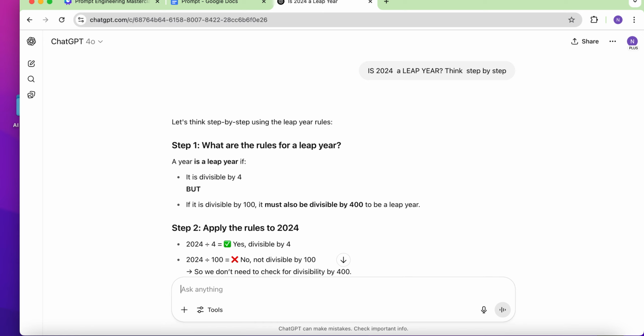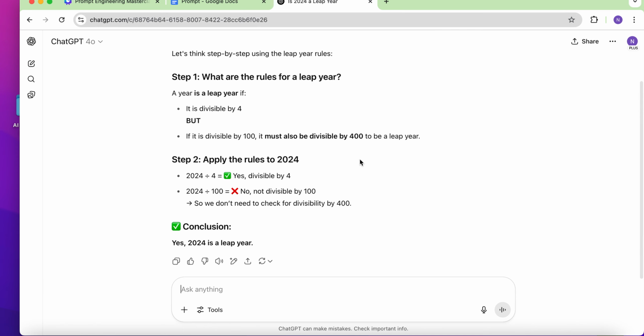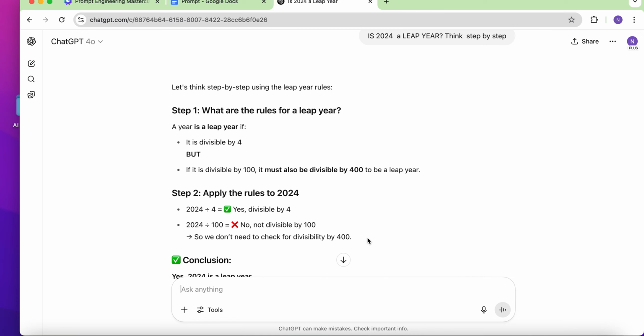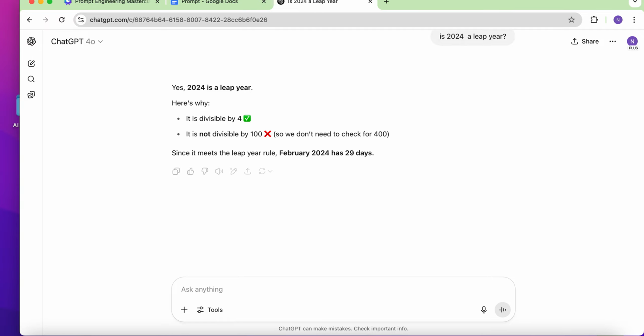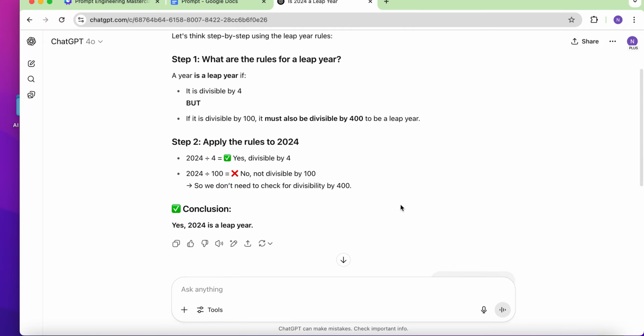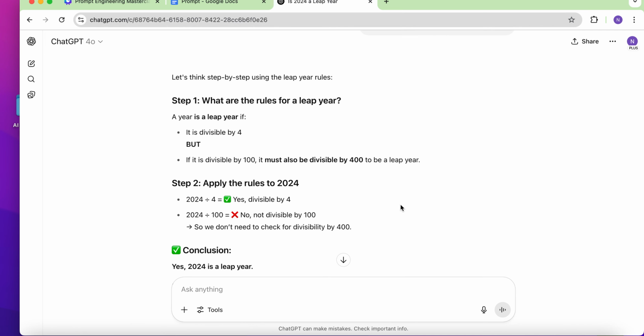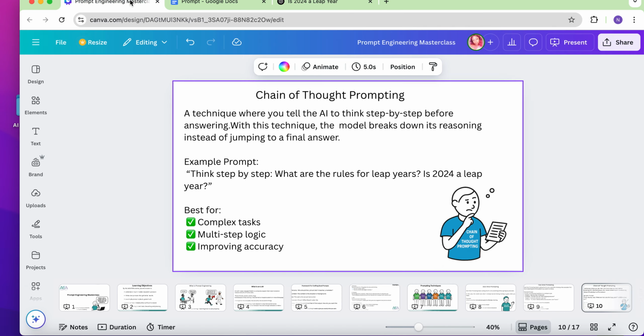2024 divided by 4, yes, divisible by 4. Divisible by 100? No. So we don't need to check for divisibility by 400. Yes, 2024 is a leap year. This is chain of thought prompting. Imagine I just said, is 2024 a leap year? Yes, 2024 is a leap year. But because of the prompt to think step by step, it was able to walk us through its reasoning process. All right, so that's what chain of thought prompting is about.